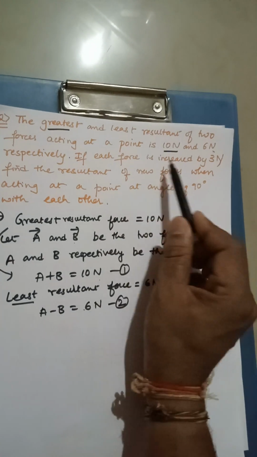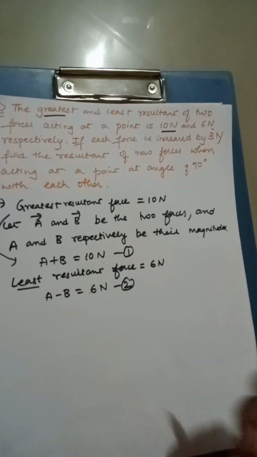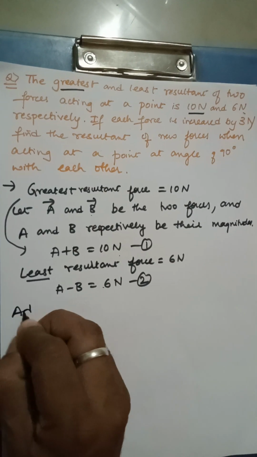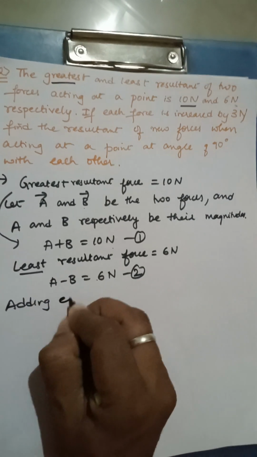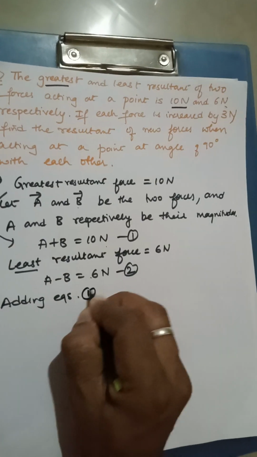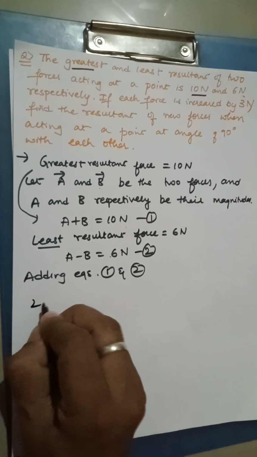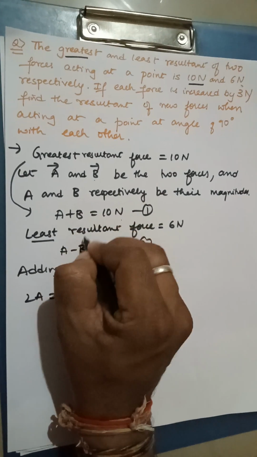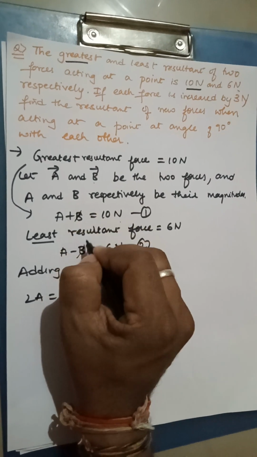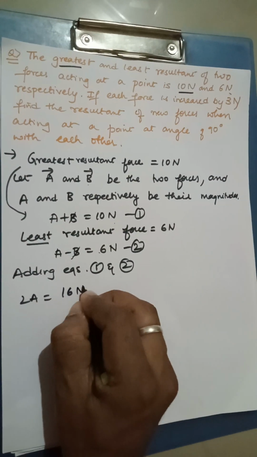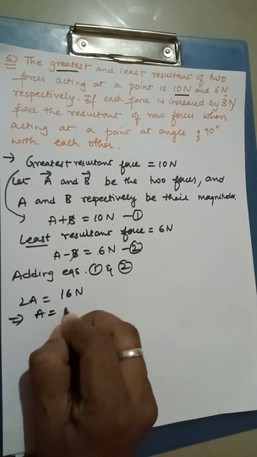Here, each force is increased by 3 Newton. Before the force is increased, let us find the magnitude of each force. For that, we'll add the two equations, adding equations 1 and 2. If you add the two equations, A plus A is 2A, then plus B and minus B cancel each other. So 10 plus 6 will be 16 Newton. From this we can say A is 8 Newton.